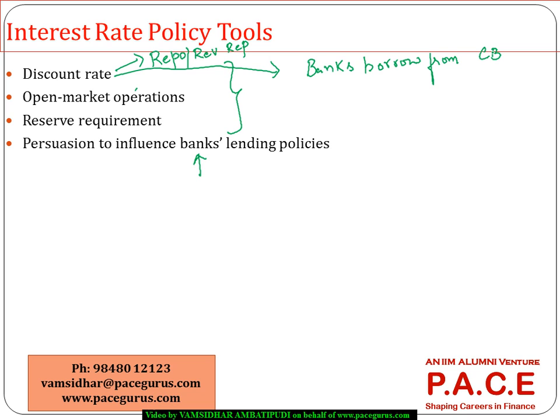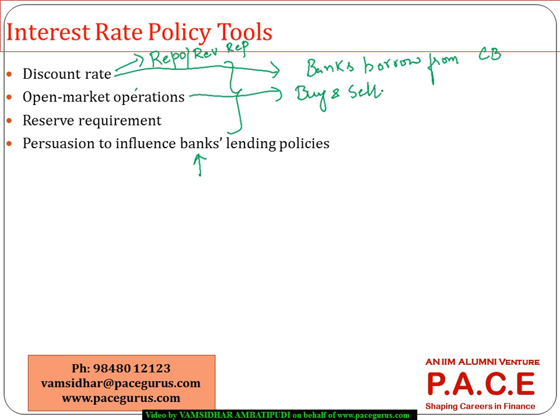That's the logic. Then the other way in which the central bank plays around with the interest rates is with the open market operations. They buy and sell treasury bills. The major securities for the central bank are the treasury bills and treasury bonds. These are the securities of the central bank itself.